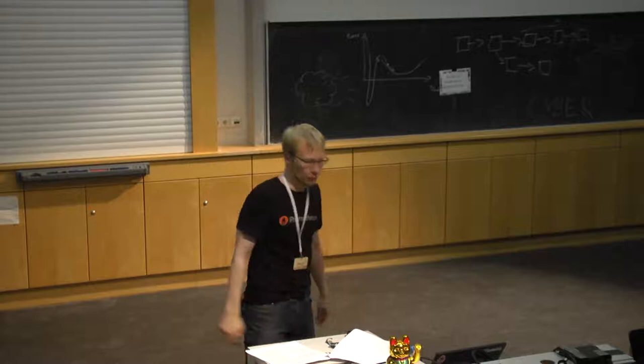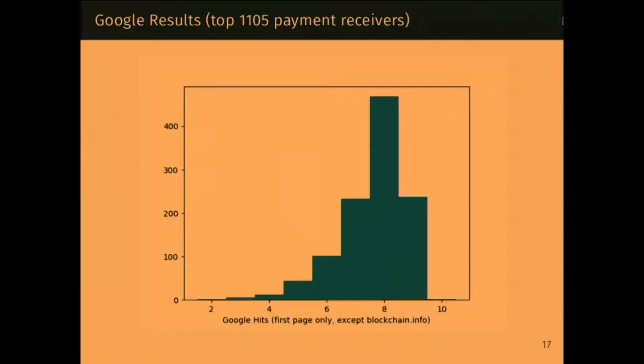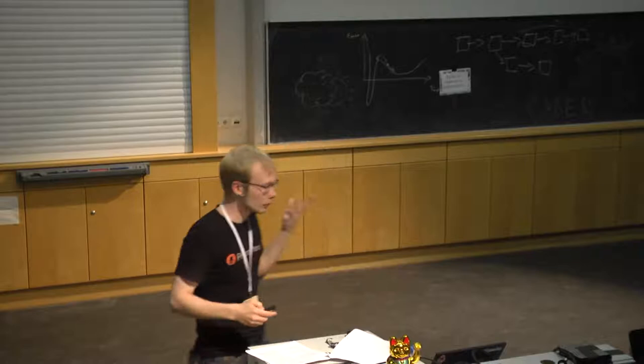First approach is ask Google. I just took the 1,105 top payment receivers and threw them at Google and looked at how many search results I would get. And actually, quite a lot. This is only the first page, which provides 10 hits. A lot of those addresses are found very popularly on the web, which is not that surprising because they are the top 1,105 payment receivers. So this might be large institutions like, for example, WikiLeaks, maybe netzpolitik.org, and those are publicly on the web, and I can identify them quite easily.